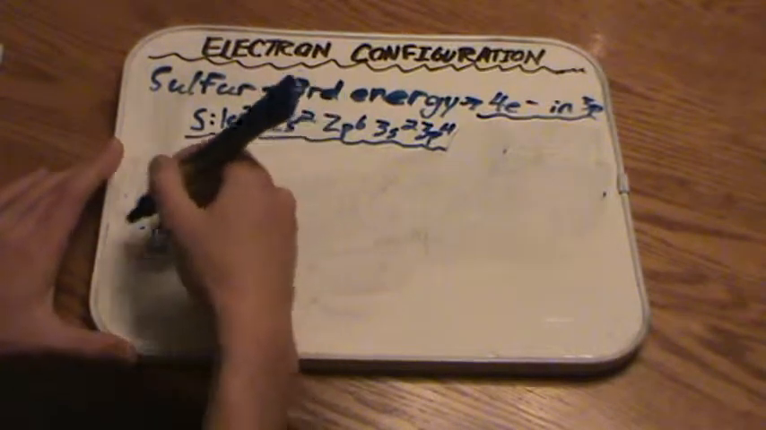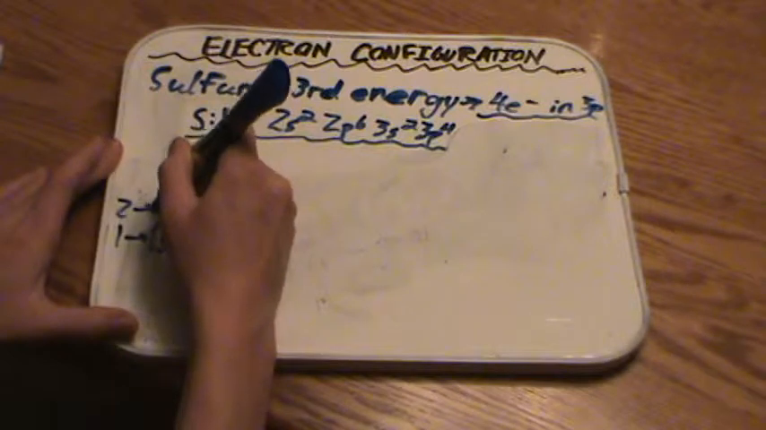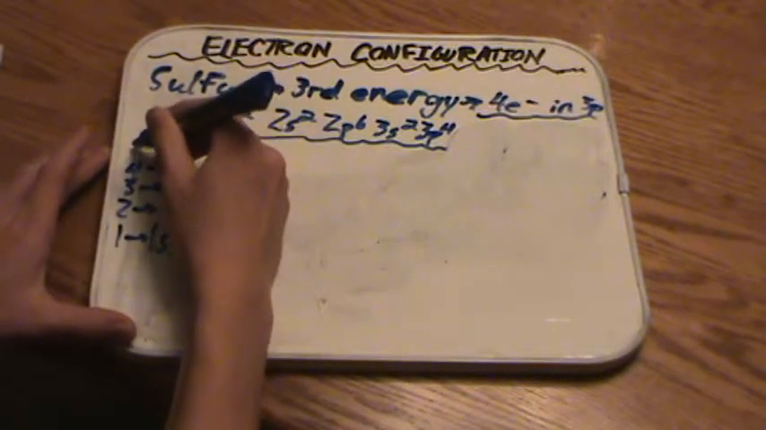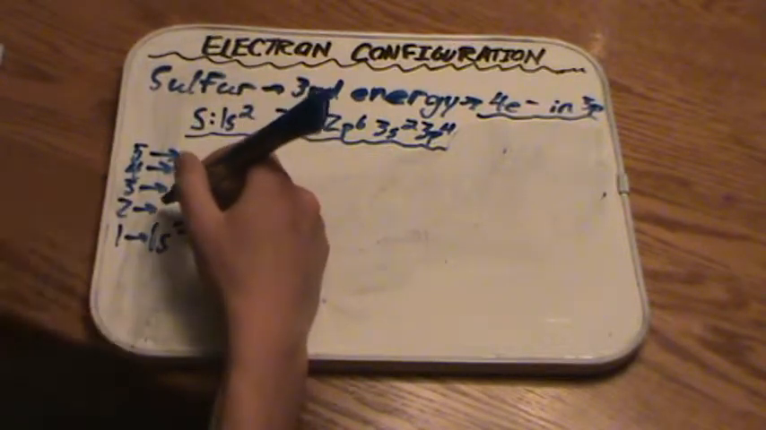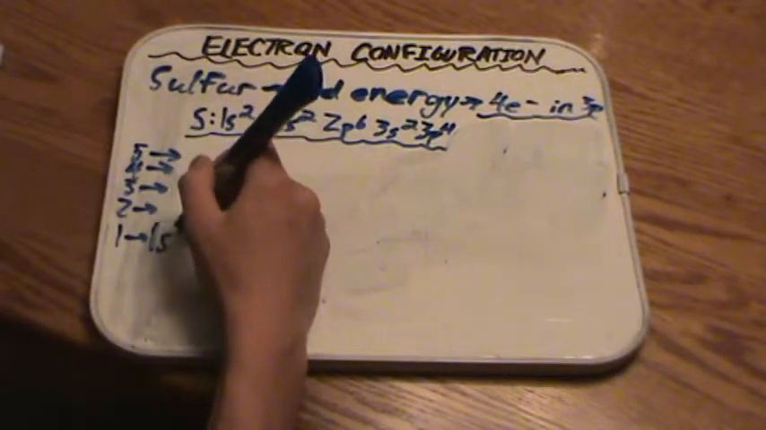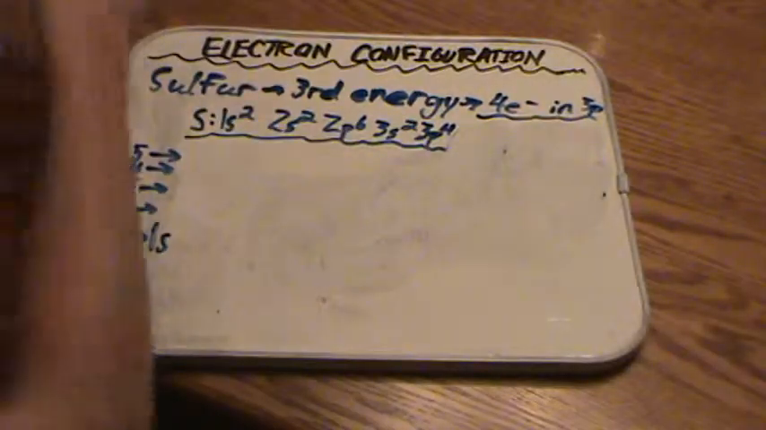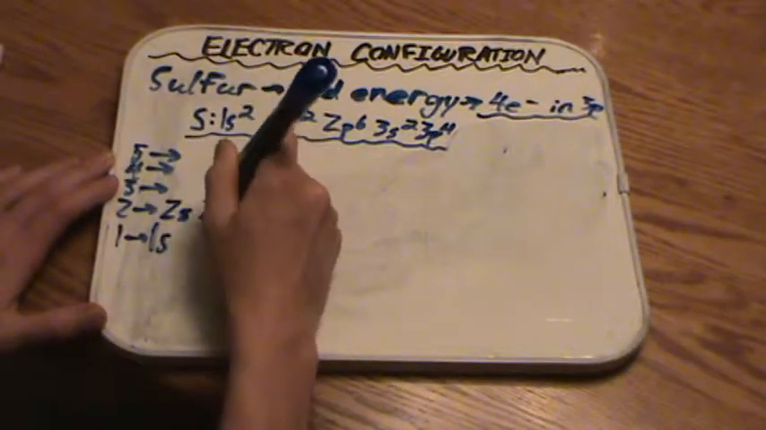Okay, so if we start and we say the first energy level, second energy level, third energy level, the fourth energy level, then finally the fifth energy level. And let's list out all of the sub-level orbitals that are filled. So if we have 1s, then we have 2s and 2p.